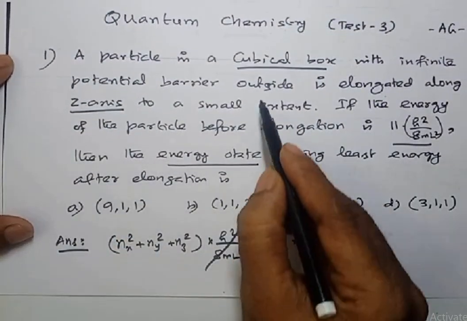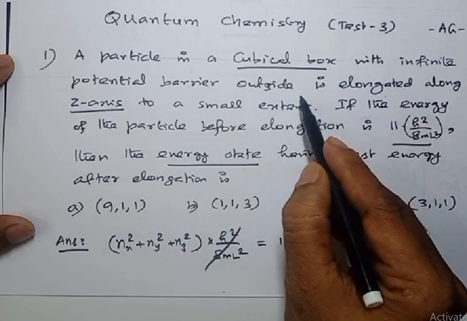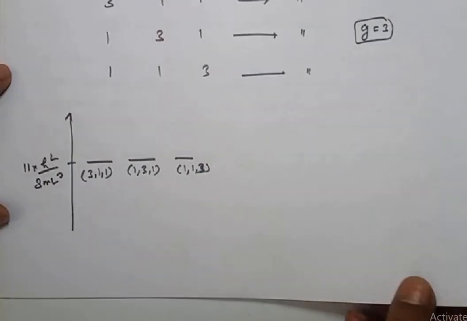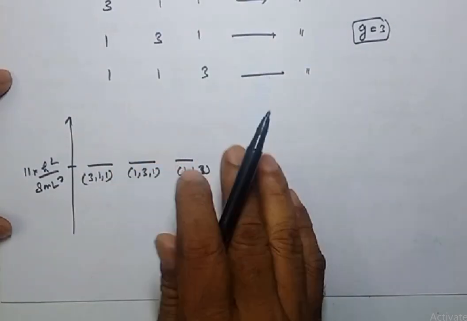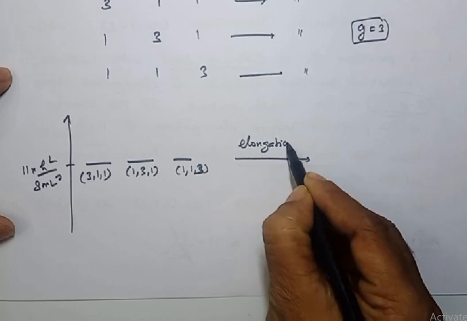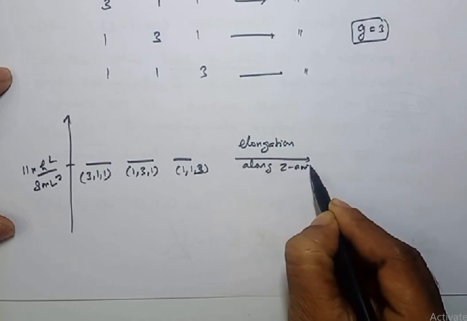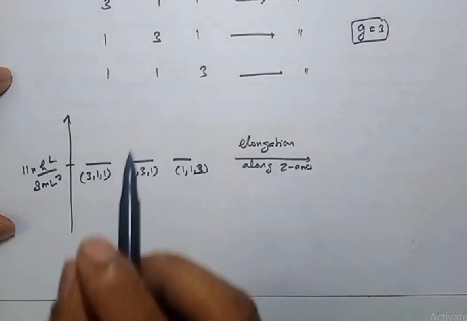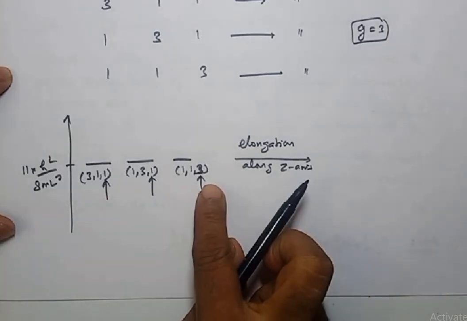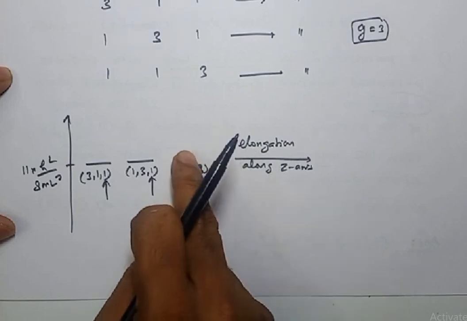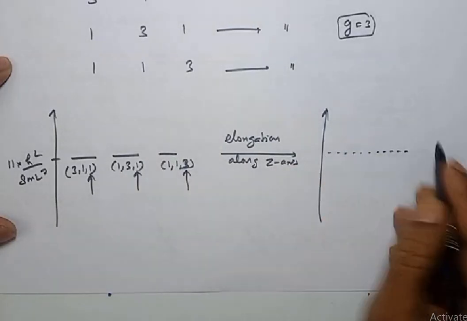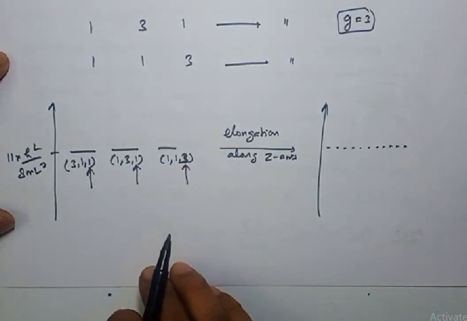Now, just go through the question clearly. The box is elongated along the z-axis, in a small extent. You know very well, whenever we elongate the box, the energy of the system will decrease. Now, the elongation is carried out along the z-axis. That means, among the 3 states, you see the nz quantum number. Here nz is 1, here 1, here nz value is 3. The state with the maximum nz quantum number will go to the lower energy level among the 3. This is the energy level before elongation. Because of elongation, all the 3 states will lower in energy.